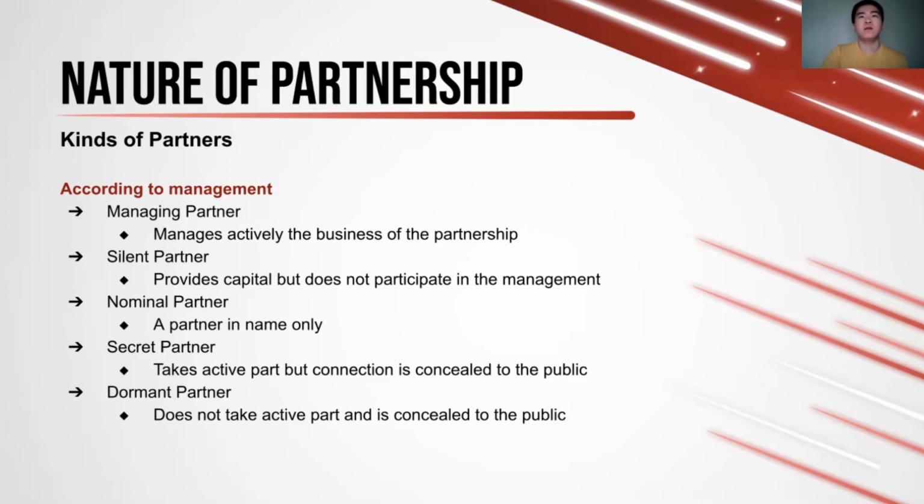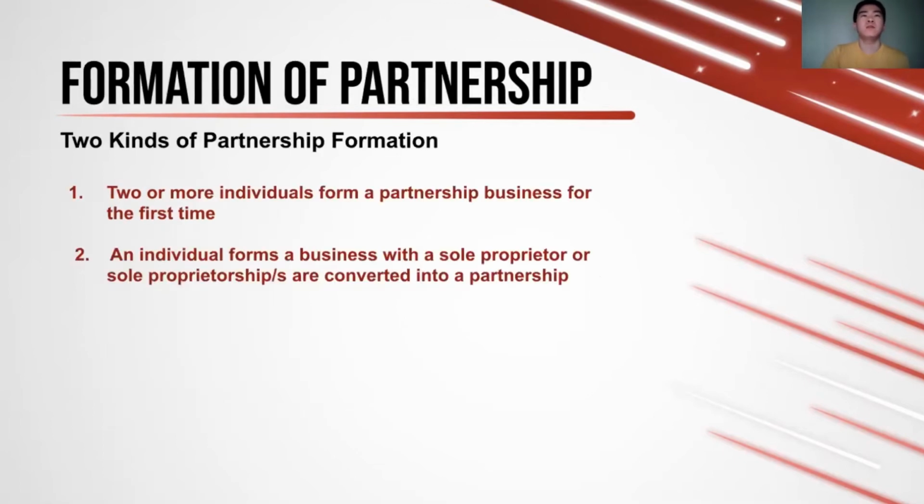Now let's head over to our second topic, which is the formation of partnership. There are also two kinds. The first kind is when two or more individuals form a partnership business for the first time. The second kind of partnership formation is when an individual forms a business with a sole proprietor, or sole proprietorships become or are converted into a partnership.